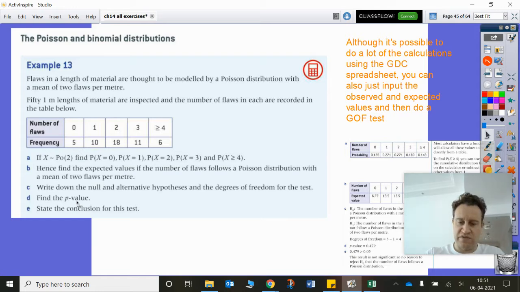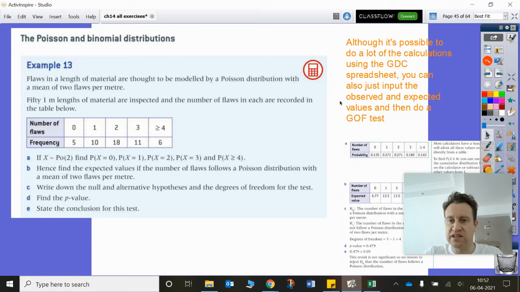So now we're going to need to put all of these things into a table. So I'm going to go to home on my calculator, and I'm going to go to spreadsheets, and I'm going to put in my information. So I'm going to put in 5, 10, 18. So again, all I need is an observed column and an expected values column as well. So 11 and 6.